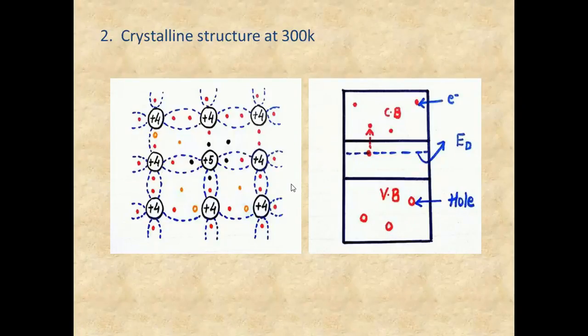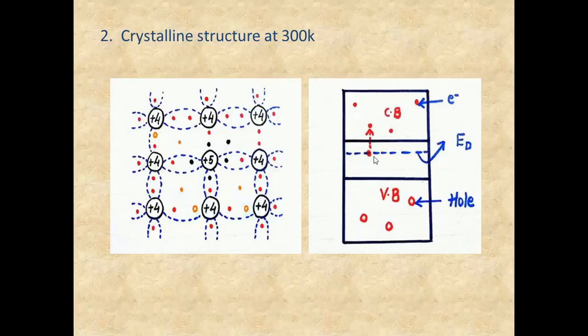Again, you see the crystalline structure is the same. As you know, when we raise the temperature, there's a breakage of covalent bonding. So I've shown you the broken covalent bond, and they generate the hole and the electron, which you can see here in orange color. This is the energy band diagram: this is the conduction band on the upper side, below it the valence band, and the donor energy level is represented with the dotted blue line. And this is the impurity fifth electron that resides in your donor energy level.